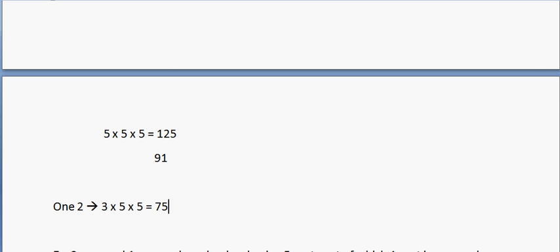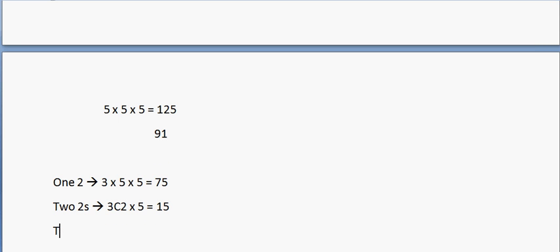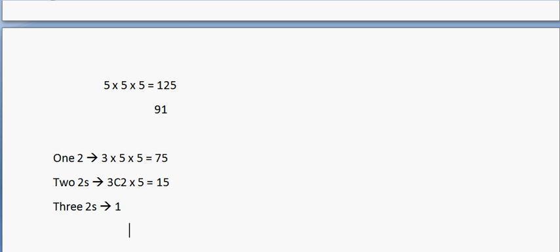Which means a total of 75 ways. Two 2s: out of these 3 dice there would be two 2s, so it would be 3C2, and the third die can come up in 5 ways, which means 15 ways. And three 2s, it would obviously be 1 way. So if you add it together, it would again give 91, right?